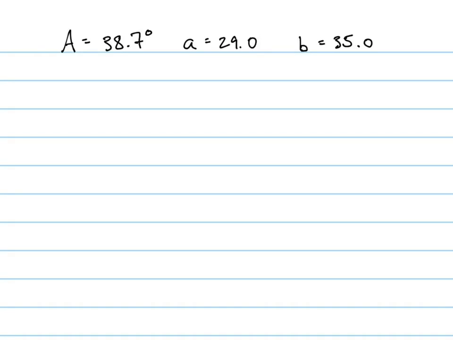All right, let's solve this triangle. They tell us that angle A is 38.7, side A is 29, and side B is 35. When you have a situation like this, this is called the ambiguous case because you have angle, side, side, or side, side, angle.